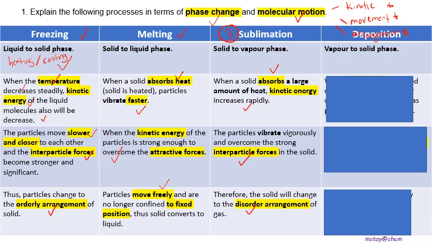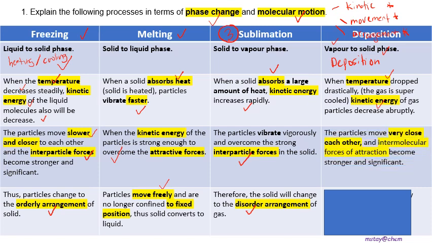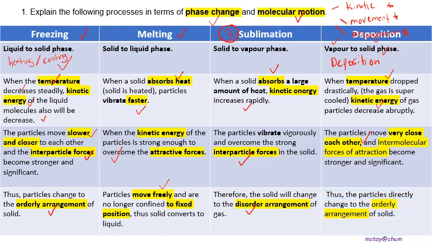Last process is deposition, which is the phase change from vapor to solid, and this is a cooling process. Then we will mention that the temperature is dropped and the kinetic energy also drops, which will cause the particles to be closer to each other and the intermolecular forces become stronger. And lastly, the particles will arrange themselves orderly because they form solid.